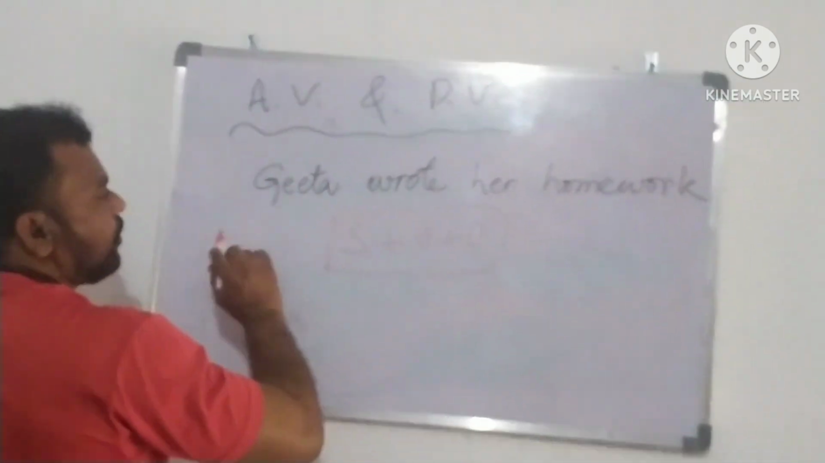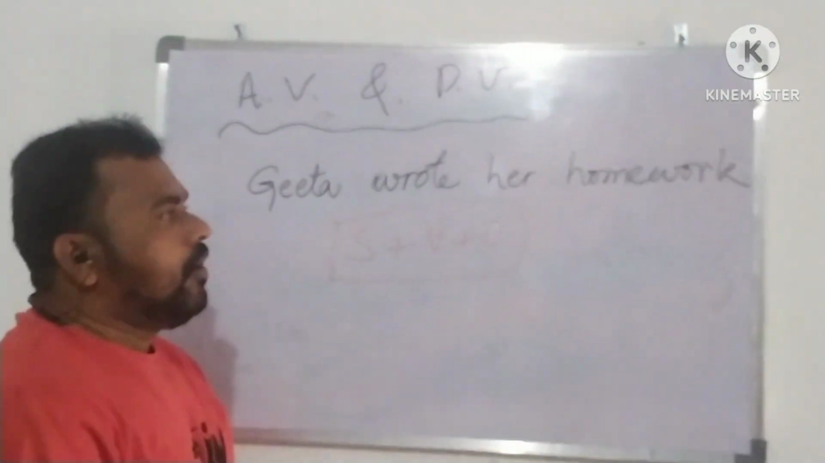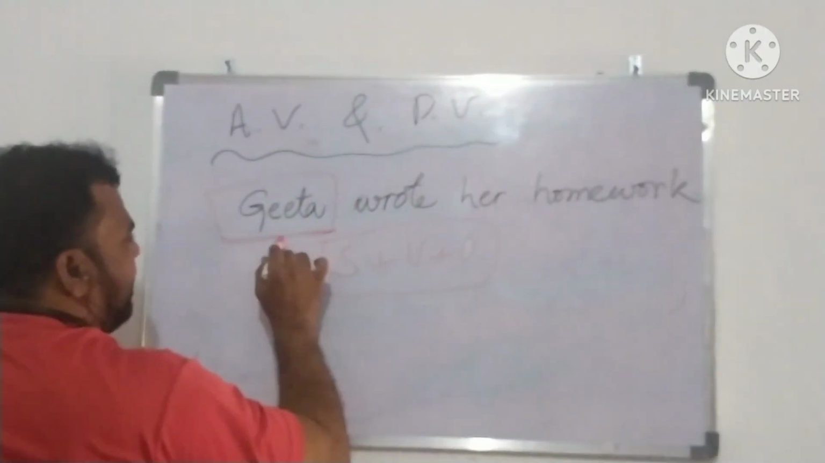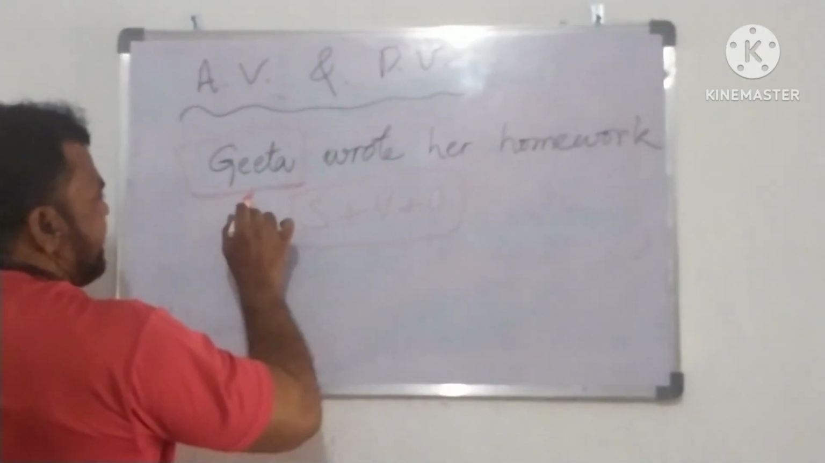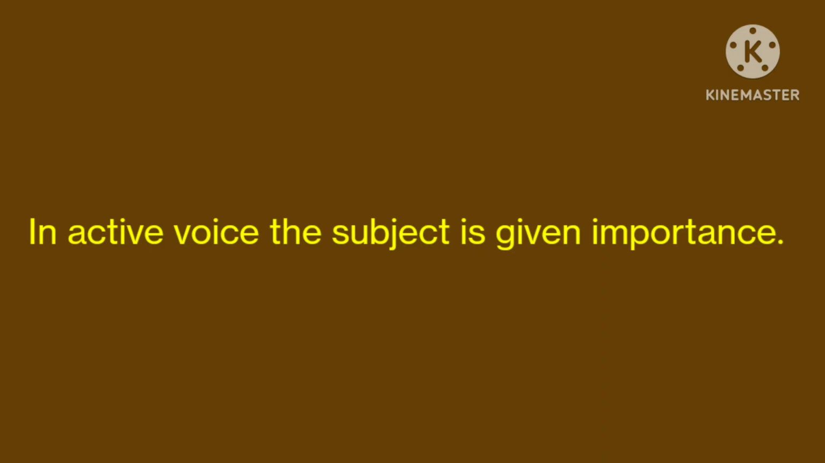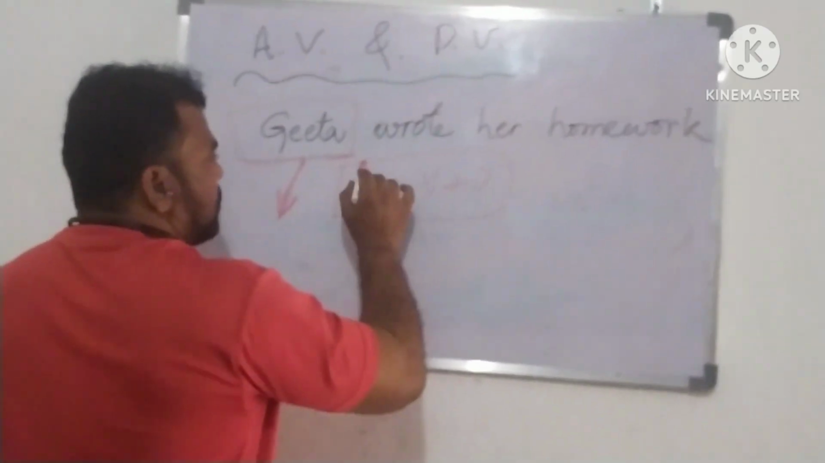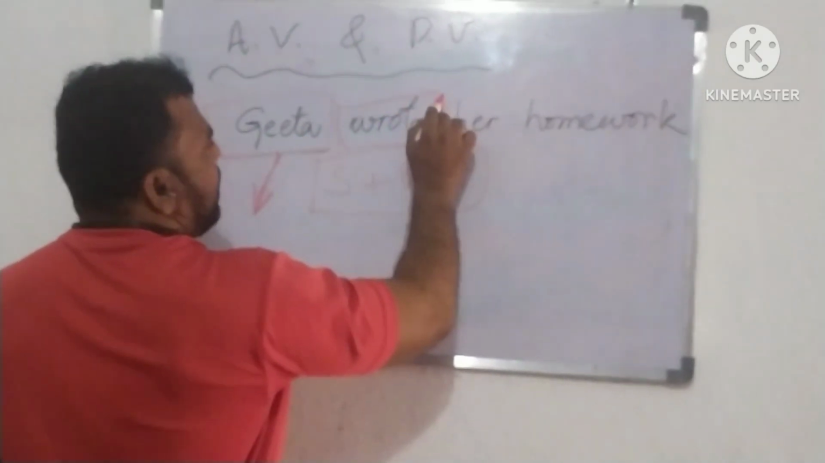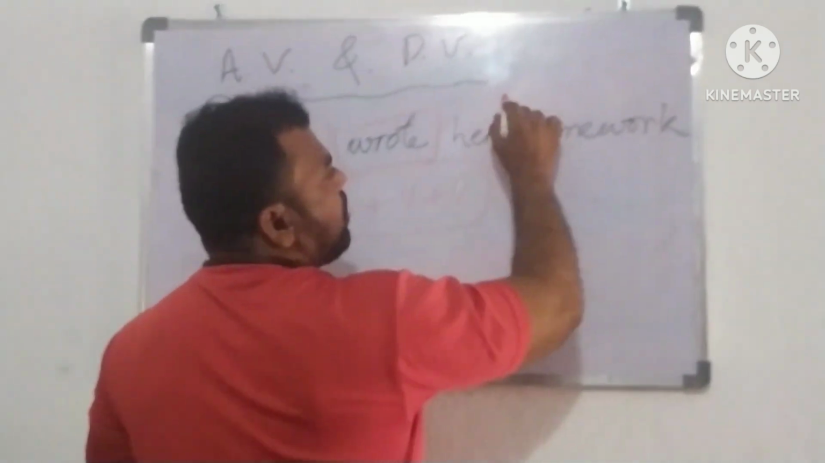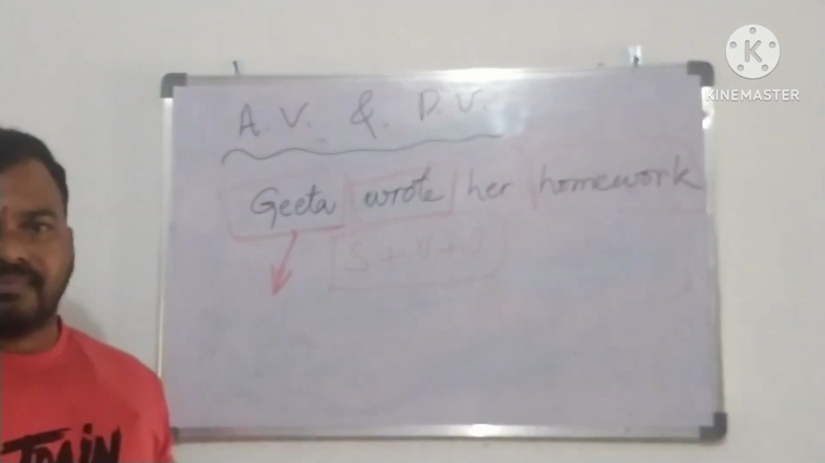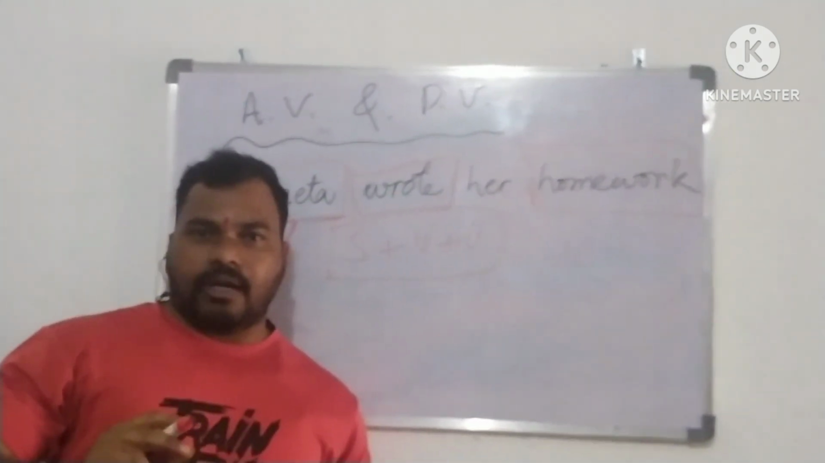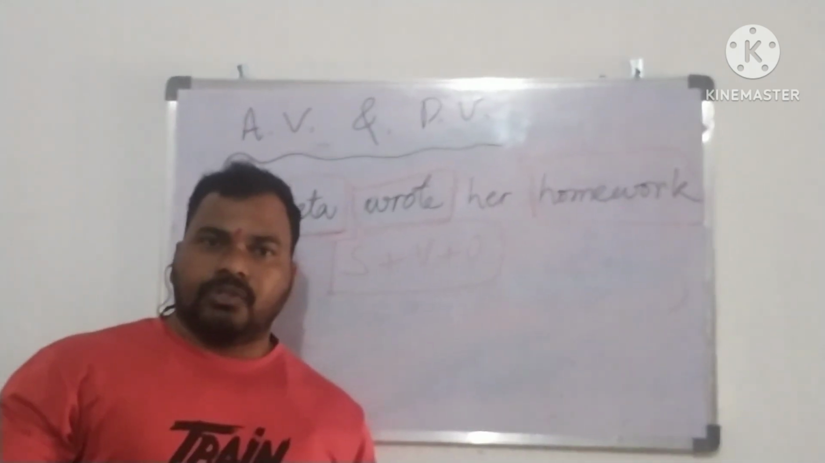So, for example, if you look at Geeta wrote her homework, who did the action over here? Geeta. The subject here is Geeta. So we come to understand that Geeta is doing the action. What was the action she did? Wrote. She wrote, her completed. And what is the object given here? Homework. So whenever you change any voice into another form, you have to look at these three.